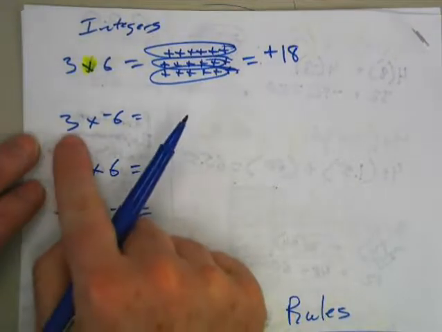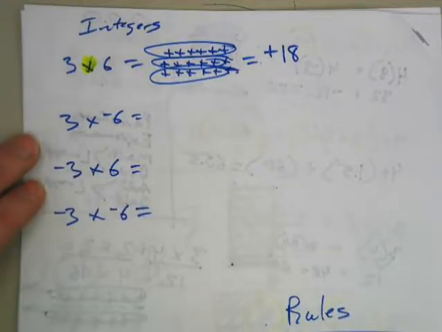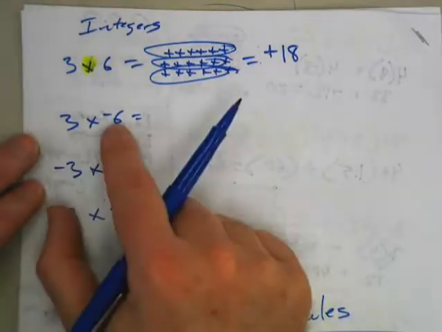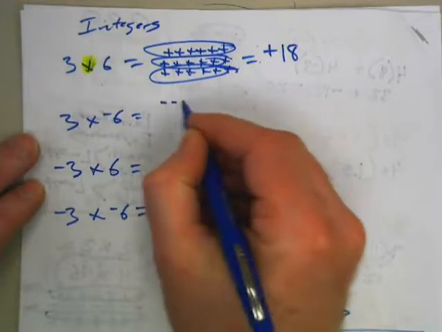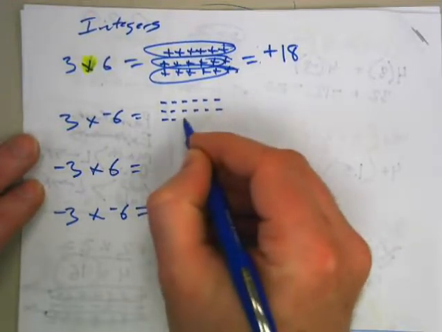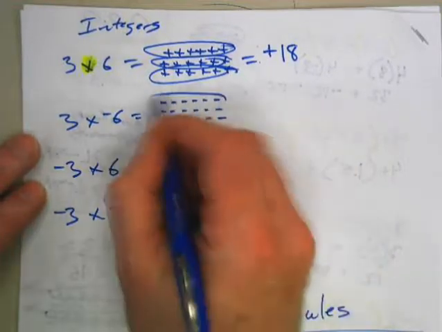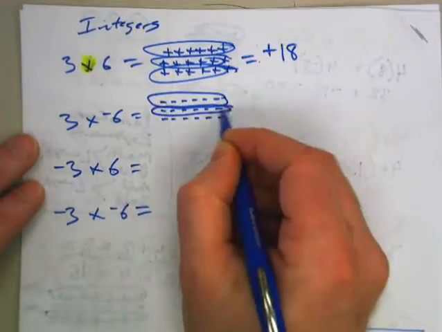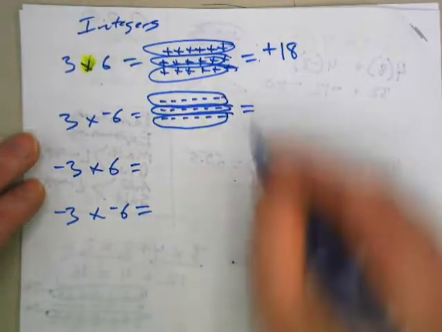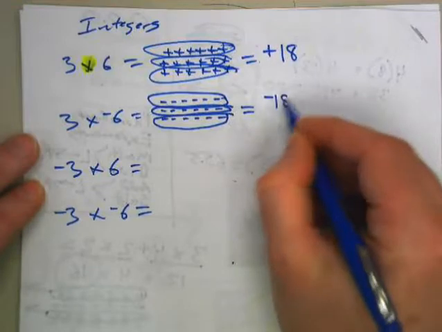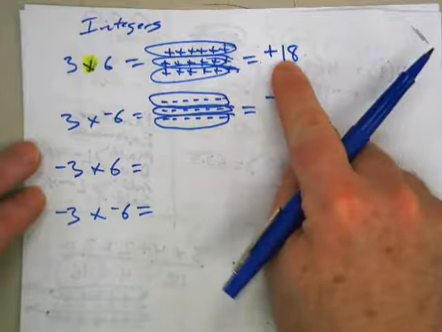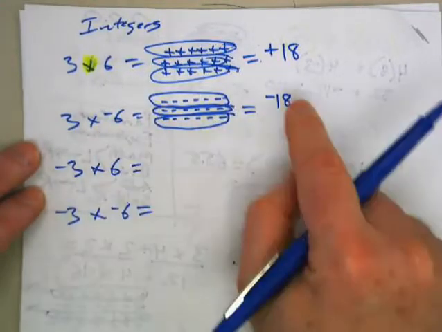The first number is positive, so we're going to put these groups on the board. What am I putting on my board? 3 groups of negative 6. 1, 2, 3, 4, 5, 6. 1 group of negative 6, 2 groups of negative 6, 3 groups of negative 6. And what's my answer going to be here? Negative 18. So a positive times a positive equals a positive. A positive times a negative equals a negative.